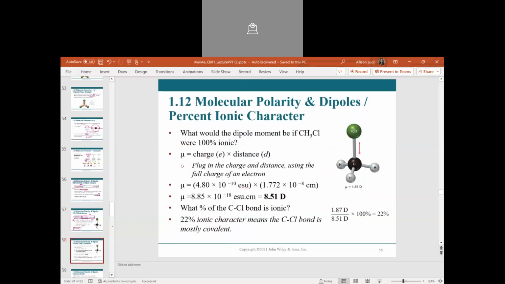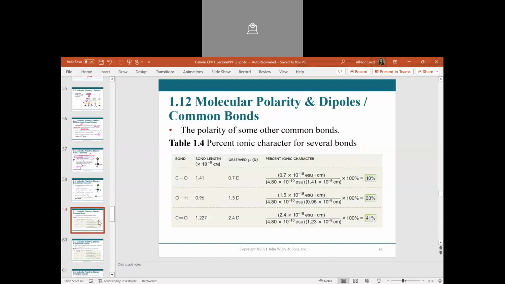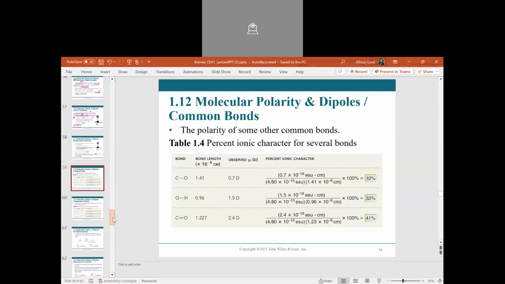So I won't go into the details of what we divide by, etc., how we determine ionic bond character. Let's see here. So this is how you would calculate percent ionic character, if you needed to.